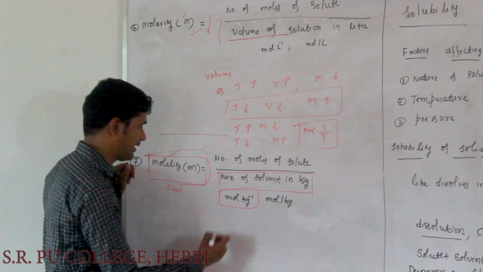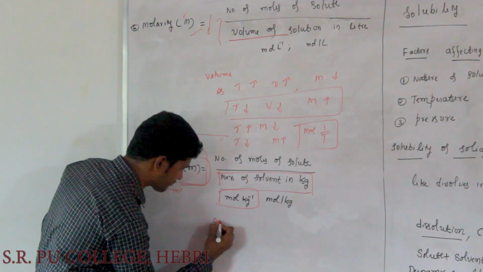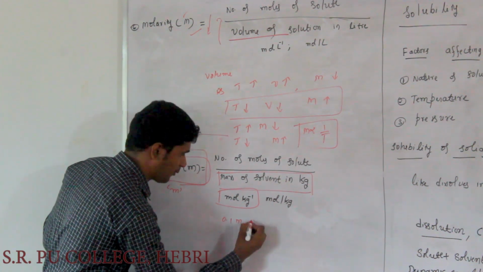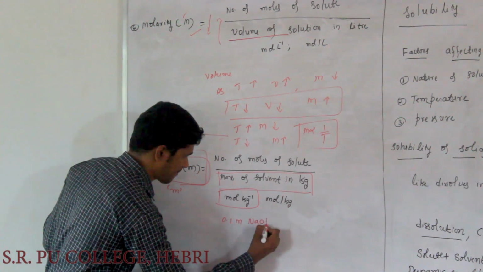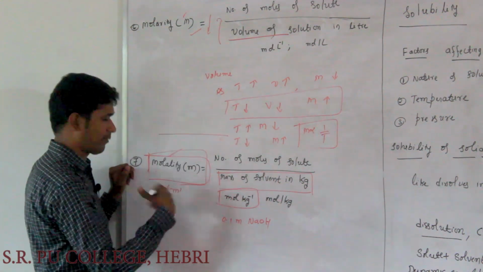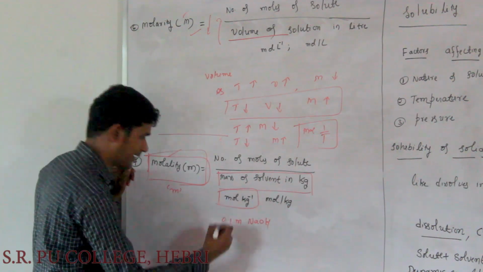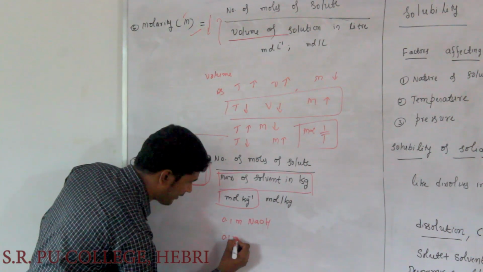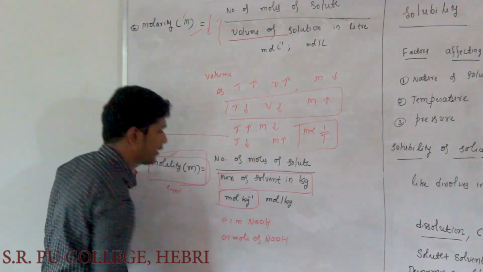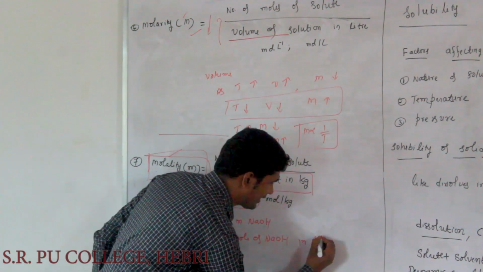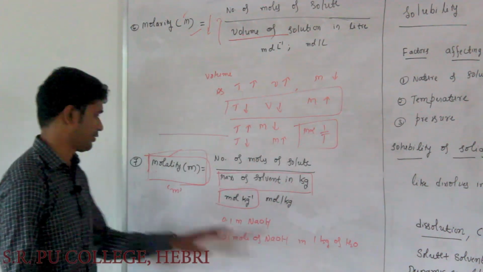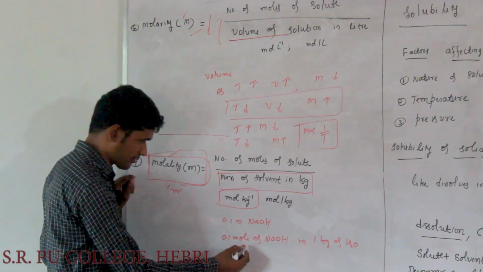So I will give you one example. How to prepare 0.1 molal NaOH solution? You studied how to prepare a molar solution; similarly, you dissolve 0.1 mole of NaOH in 1 kg of water. So you will get a 0.1 molal solution.